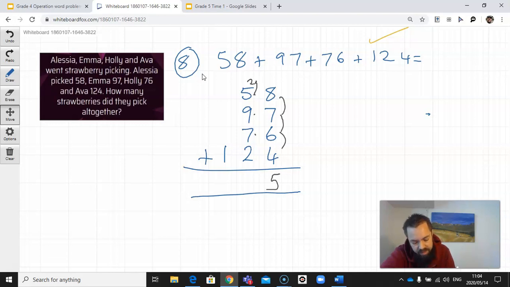2 plus 5 gives me 7. 7 plus 9 gives me 16. 16 plus 7 gives me 23. 23 plus 2 gives me 25. And I carry my 2. 1 plus 2 is 3. And so the answer then is 355.